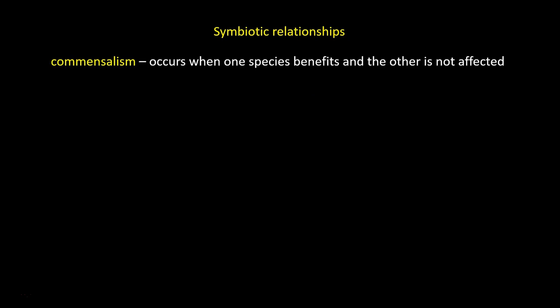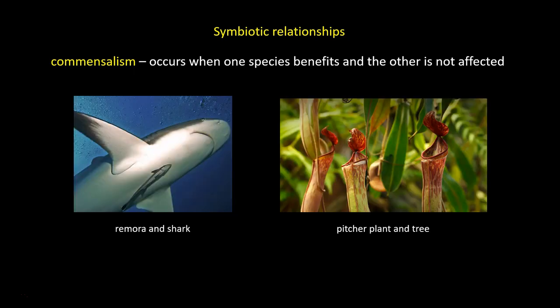Finally, we want to take a look at commensalism. Commensalism occurs when one species benefits and the other isn't affected. For example, you can see this fish here, this remora, and it hitches a ride on sharks. And you also have pitcher plants that are a type of carnivorous plant that attaches themselves to trees and they feed on insects in the rainforest. They don't harm the trees in any way, so the pitcher plant benefits. On the other hand, the tree isn't affected.